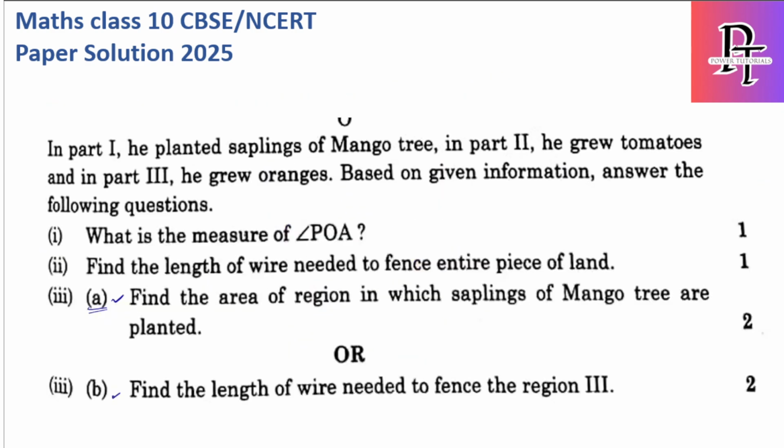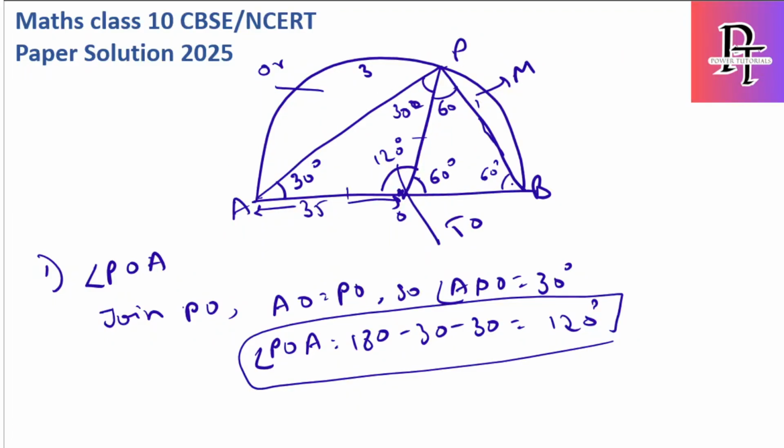Let's see the third one. As I mentioned, I will solve both. First we will solve the A part, where they are asking the area of region in which the sapling of mango tree are planted. So this is the mango tree part. So they are asking this one. To find this, I will just find POB sector area minus the triangle area, then I will get the segment area.